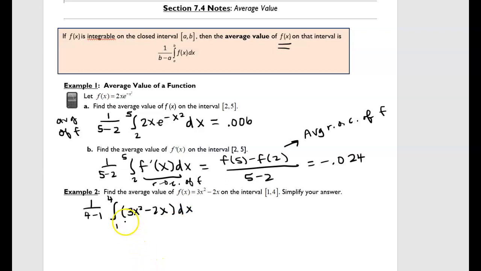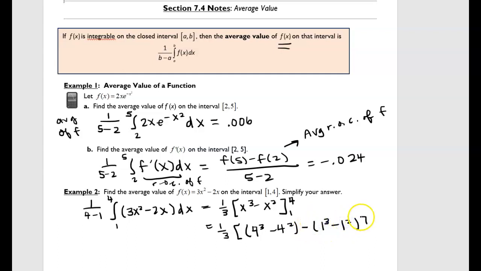Now in this case, we're not using our calculator, so we will go ahead and find this integral, which means we need to take the antiderivative. So I'm going to do 1/3. The antiderivative of 3x squared minus 2x is x cubed minus x squared. I'm evaluating it from 1 to 4. Then I'll plug in, keep the 1/3 out in front. I have 4 cubed minus 4 squared minus 1 cubed minus 1 squared.